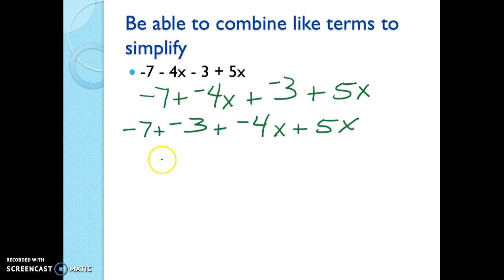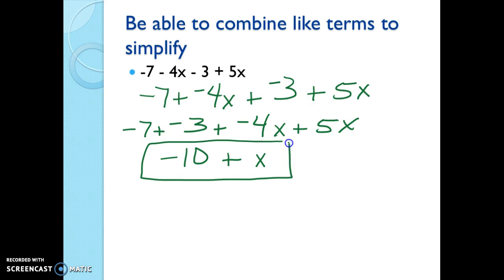-7 plus a -3 gives us a -10. A -4x plus a +5x gives us x. It's hard when you try to talk and write at the same time.